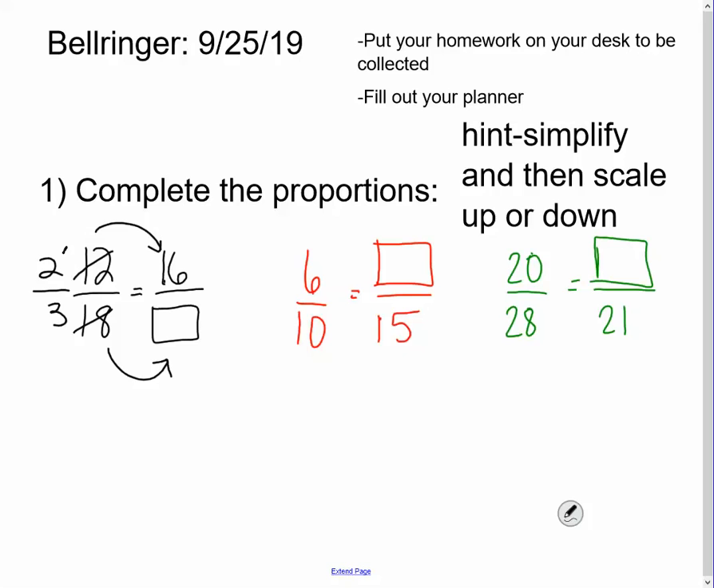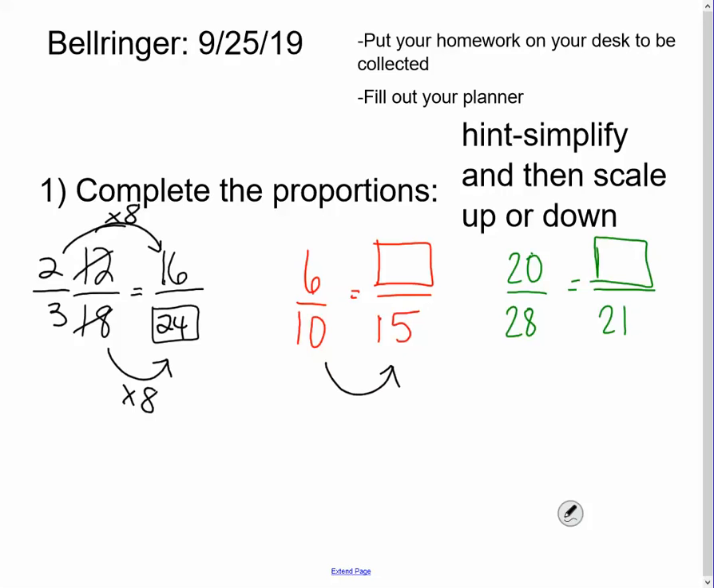What you have to do, though, is find the connection from that number on the left here to 16. So 2 times what gives us 16? 8, very good. If you do it to the top, you have to do it to the bottom. 3 times 8 is 24, very good.